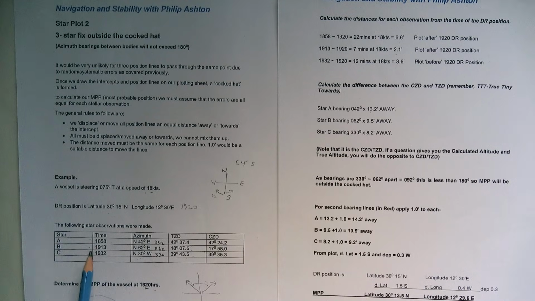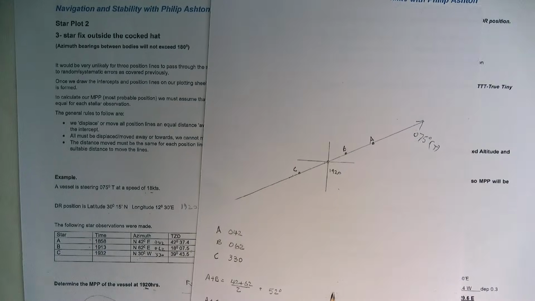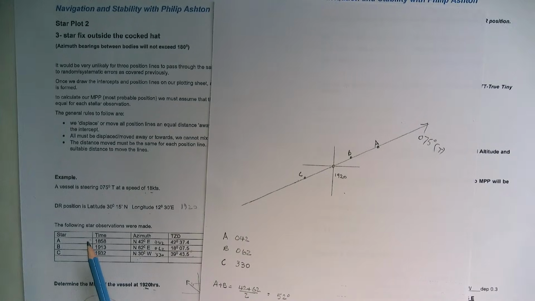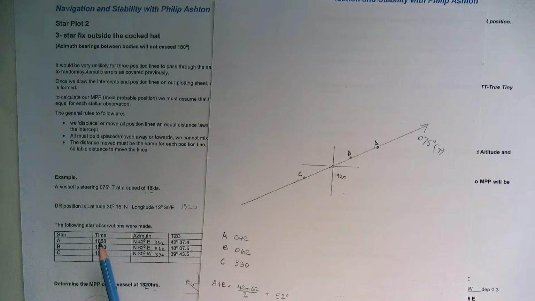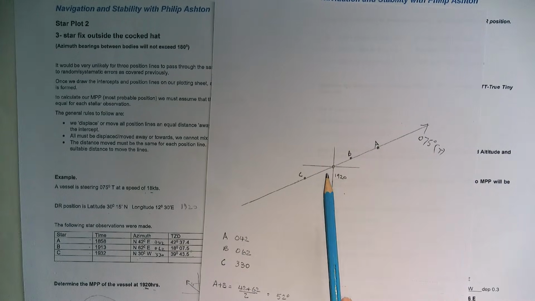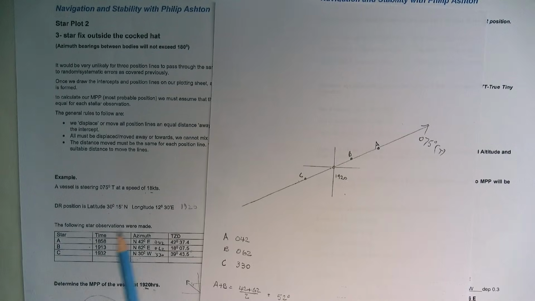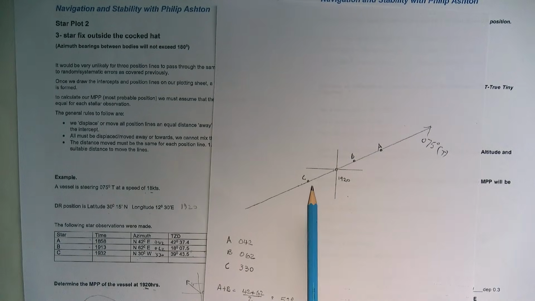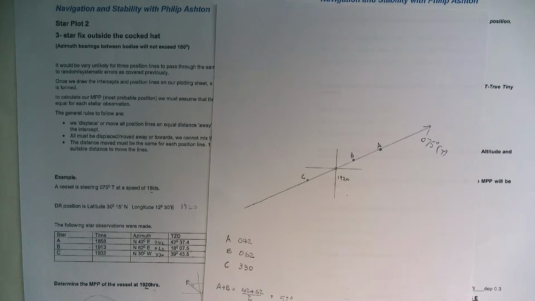So there's our three stars. 1920 is our DR position, but you can see that the stars are taken at different times. So course is 075, speed 18 knots. If we take the star before our DR position, on the course line, when we're going to plot the bearing and intercept, it's after. So if the star is observed before, we plot after, and if the star is observed after the DR position, we plot before. So that's just a rough drawing of where they'll be.